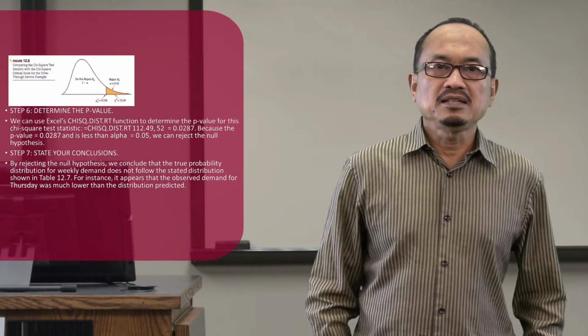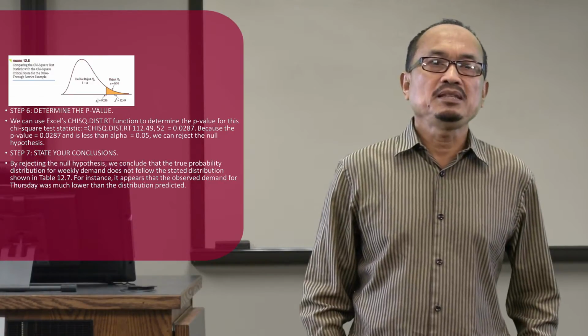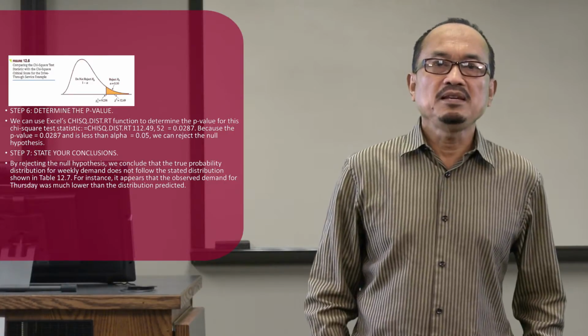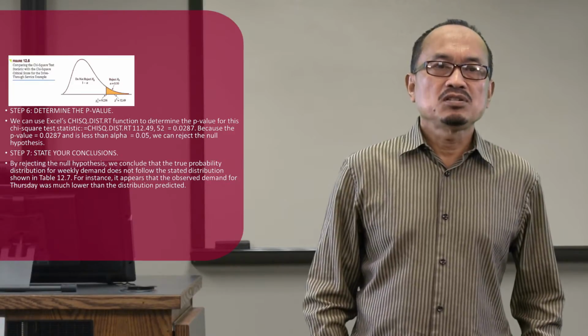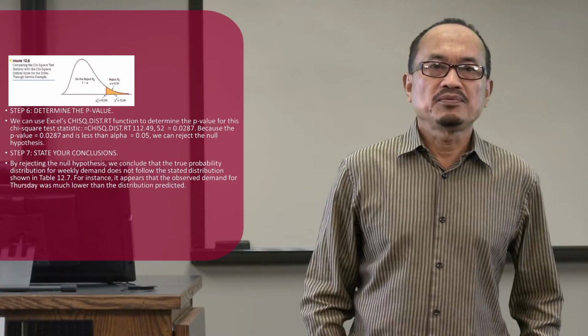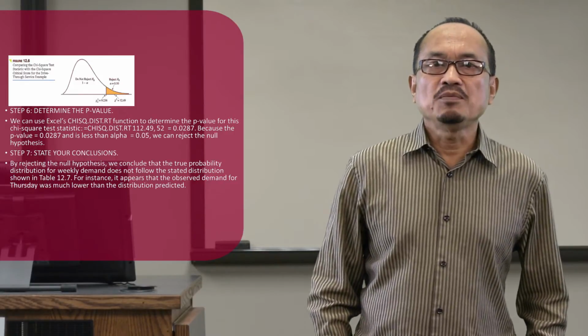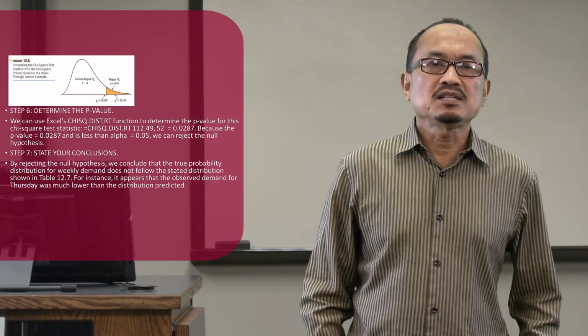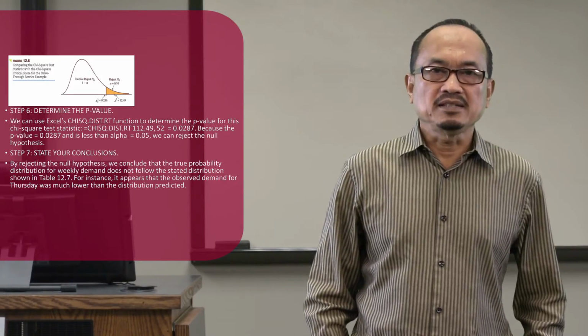By rejecting the null hypothesis, we conclude that the true probability distribution for weekly demand does not follow the stated distribution shown in table 12.7. For instance, it appears that the observed demand for Thursday was much lower than the distribution predicted.